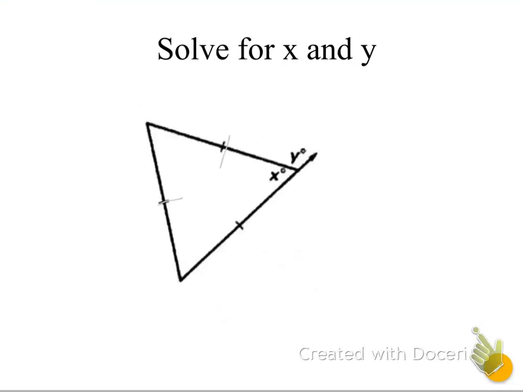Okay, these lines mean it's equilateral, which also means it's equiangular, so that all my angles then should equal 60 degrees. So that equals 60. This makes a straight line, so if I want to find out y, I can take 180 minus 60 and get 120, so y represents 120 degrees.